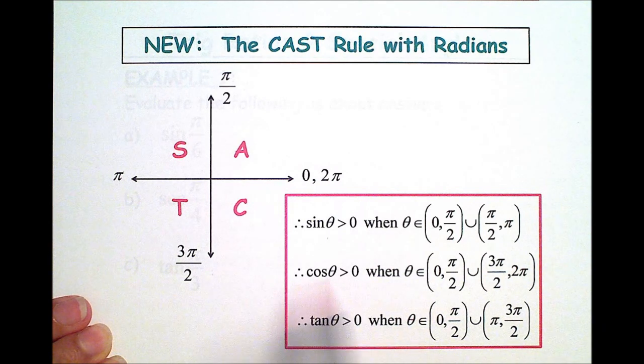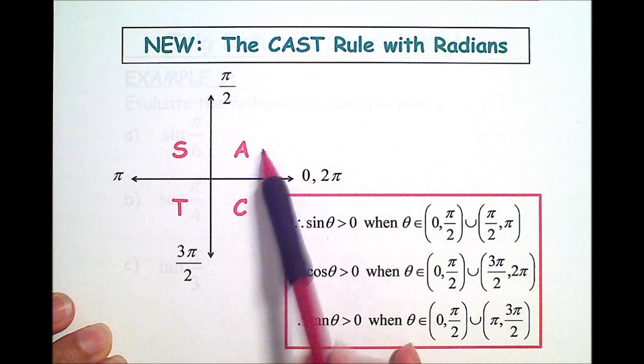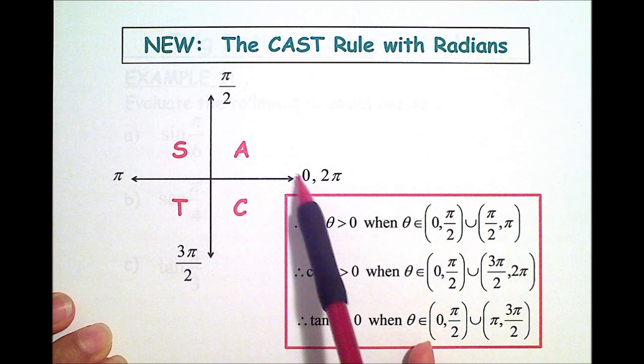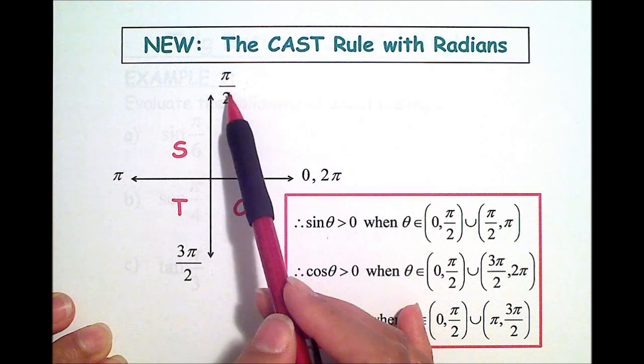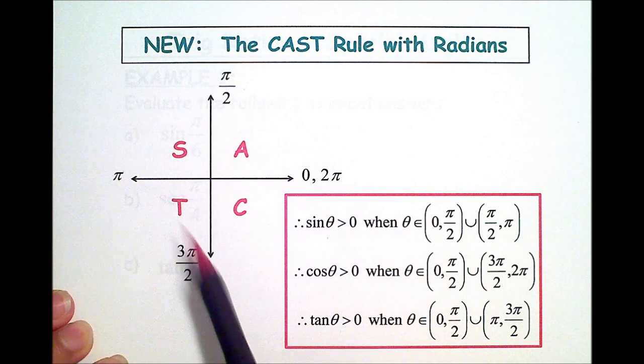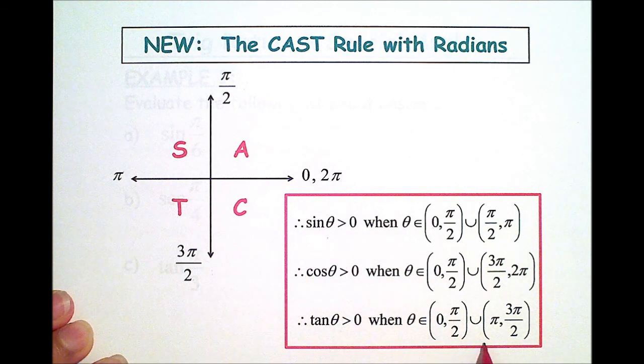And finally, for the tangent ratio, tangent's going to be positive in quadrant 1 and quadrant 3, which means any angle from 0 to pi over 2, and any angle from pi to 3 pi over 2 will give you a positive ratio for tangent.